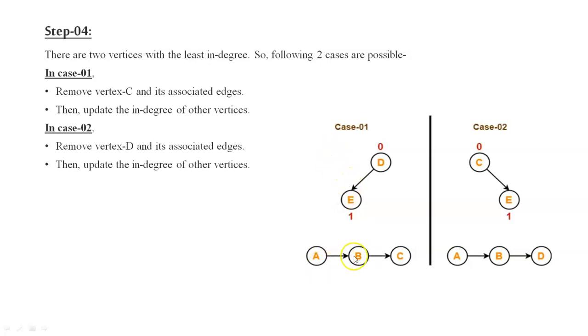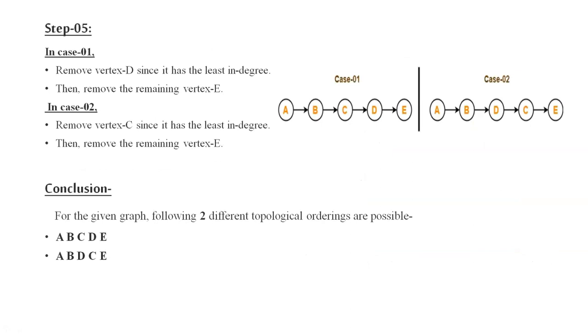So the ordering will be A, B, C. In case 2 you can also go with removing D because both C and D have in degree 0. So you can choose any one. So in case 2 they removed D. So the ordering will be A, B, D. This is how the graph will be at the next step. Either you can go with case 1 or case 2, no matter which one you follow.